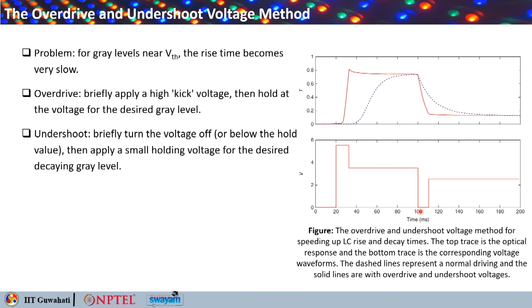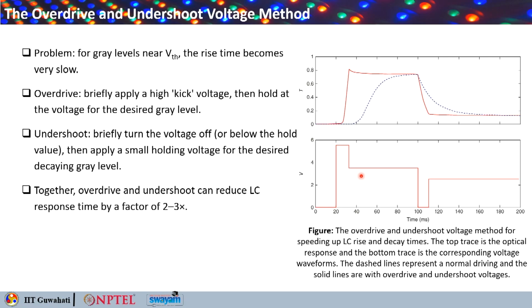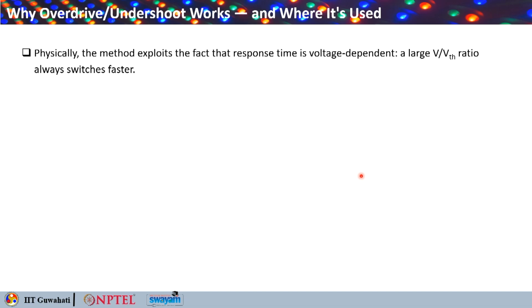Similarly here, you suddenly make it 0 and then you put it back to the level there, so it just comes down and then stays over there. So you are able to make the response much faster by this trick, which is called the overdrive and undershoot voltages. Together the overdrive and the undershoot can reduce the liquid crystal response time by a factor of 2 to 3 times. So why does this overdrive or undershoot work, and why is it used?